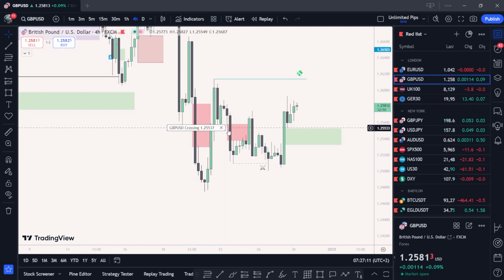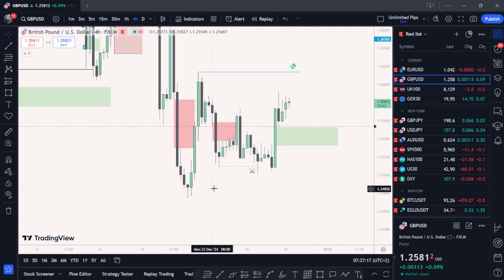Here we were still bearish. Here we were still bearish. Here we switched. Okay, why did we switch? Because if you pay close attention, we had this bearish FVG that got closed above, which signals a switch in trend and signals that we're bullish.